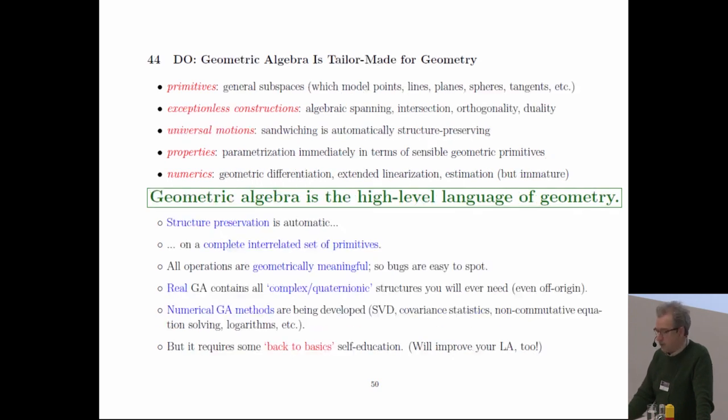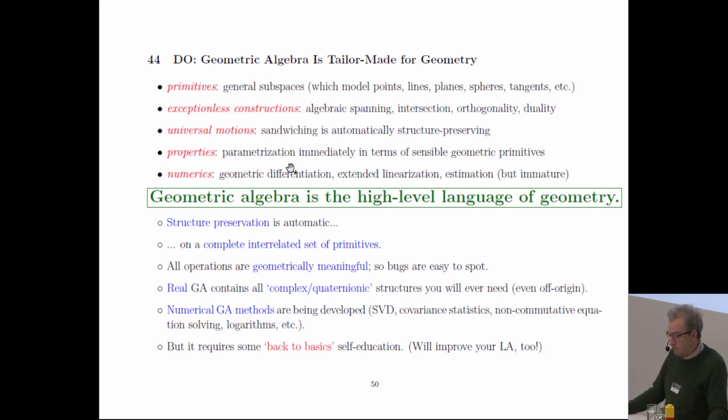And then, by contrast, we believe that geometric algebra is more tailor-made. We have, as primitive, general subspaces, which can really, in the right setting, model planes, lines, spheres, etc., depending on the relationship between the algebra you use to model your reality and the reality itself. Choose that well. There are exceptionless constructions. Intersections always work, even though the answer may not be real. You can still compute on with it, and it always has geometric meaning. Universal motions: by the sandwiching, you can put anything in between and it transforms. You don't have to worry about it. You don't have to decompose it first, transform the elements and then recompose them. No, you can just transform the thing immediately.